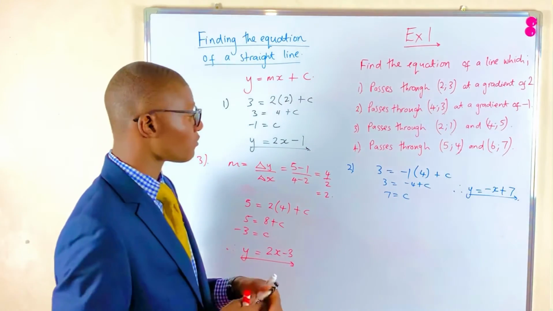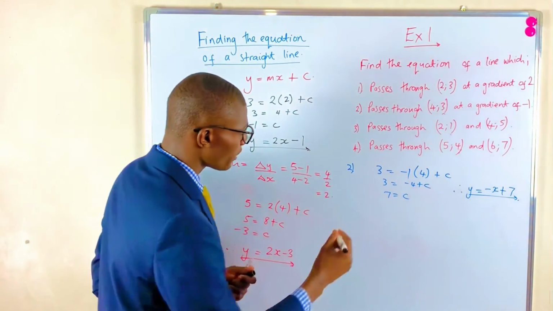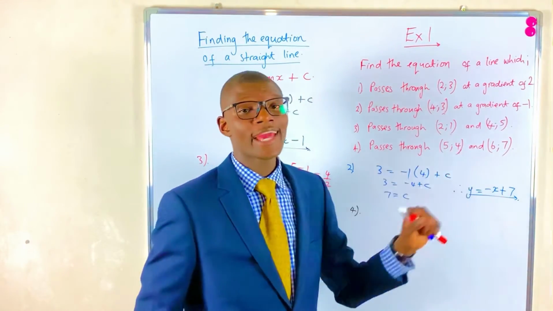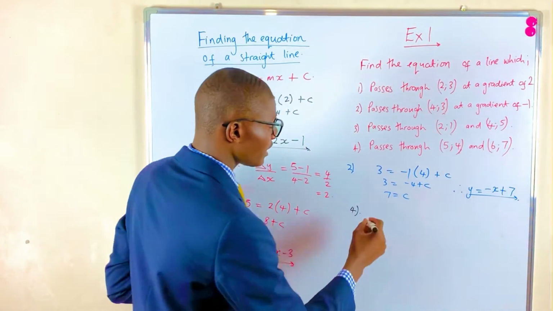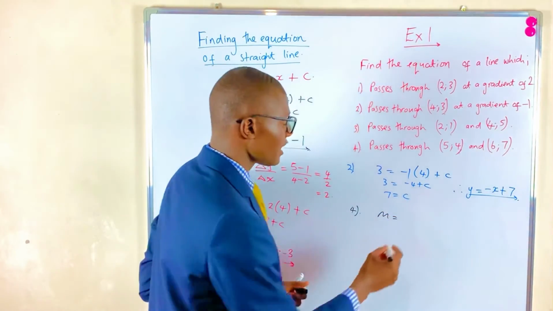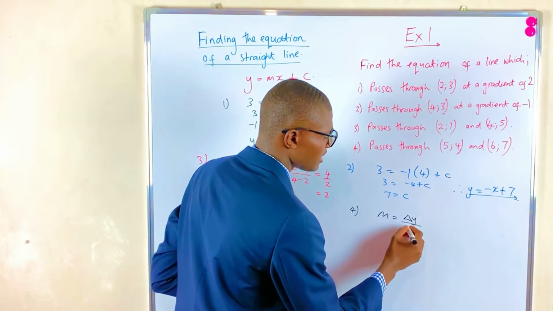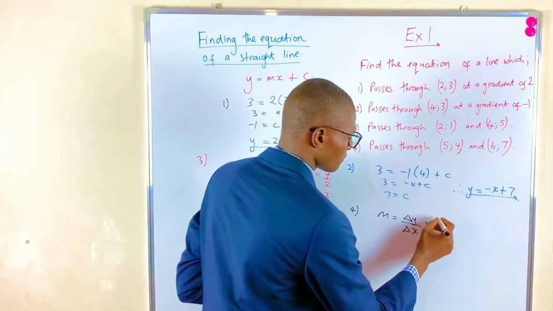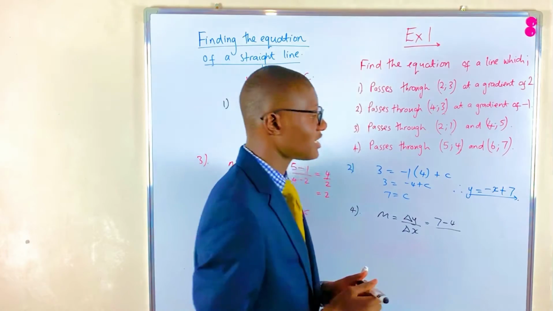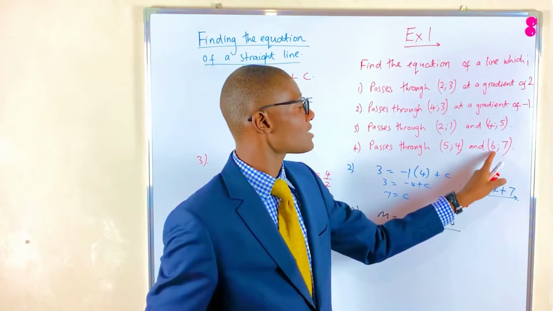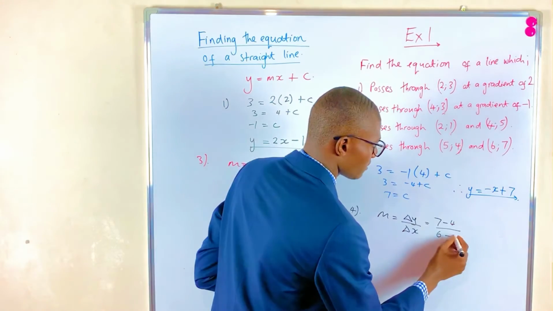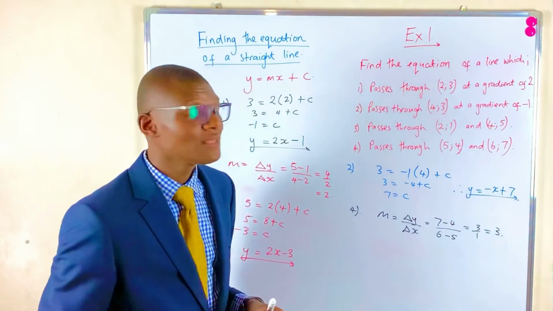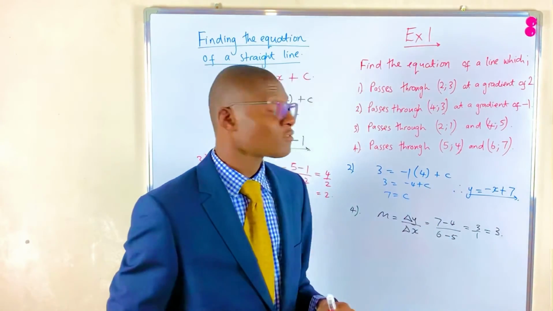And then lastly, for number 4, we need to calculate the equation of the line that passes through points (5, 4) and (6, 7), right? So calculating the gradient first, we're saying change in y over the change in x. So change in y shall be given by 7 minus 4 over the change in x, which shall be given by 6 minus 5. Then you get 3 over 1, which is just 3. So 3 is the gradient of the line.